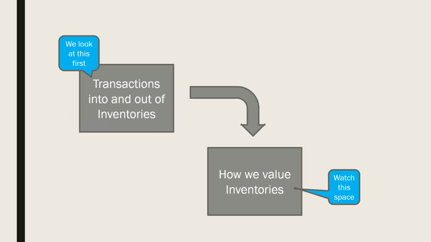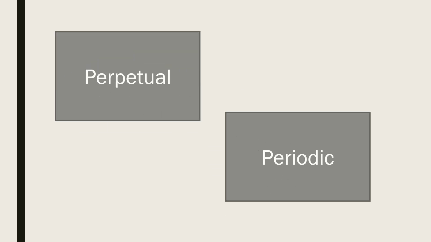Before we can look at how we value inventories, which we will look at in another video, we first need to consider how we account for transactions into and out of inventories. There are two key methods for recording transactions into and out of inventories: the perpetual method and the periodic method. The perpetual method is by far the most popular.